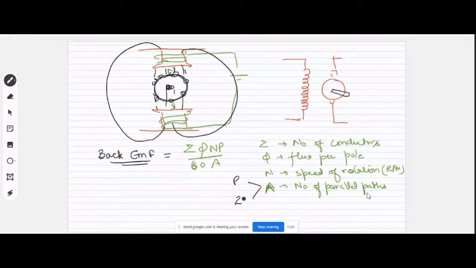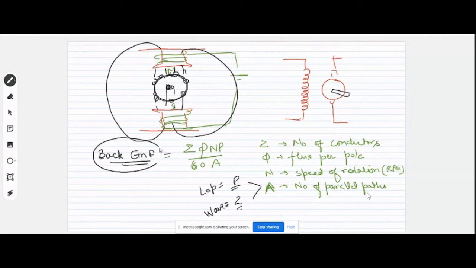Tell me: lap winding, wave winding. Very good. So in case of lap winding, A will be equal to P, whereas in case of wave winding, the number of parallel paths of the armature winding will be equal to 2. You have to revise this. Okay?